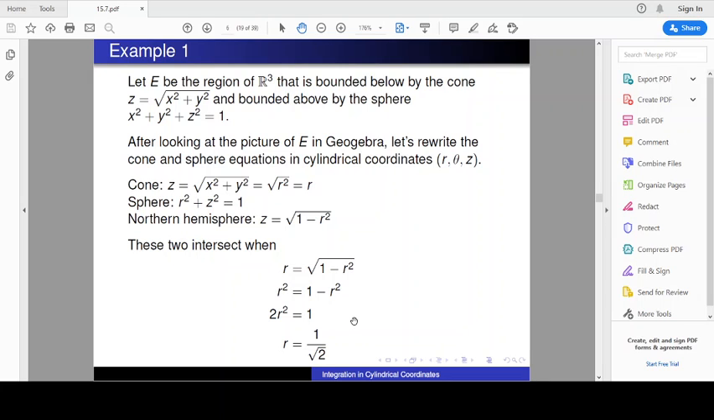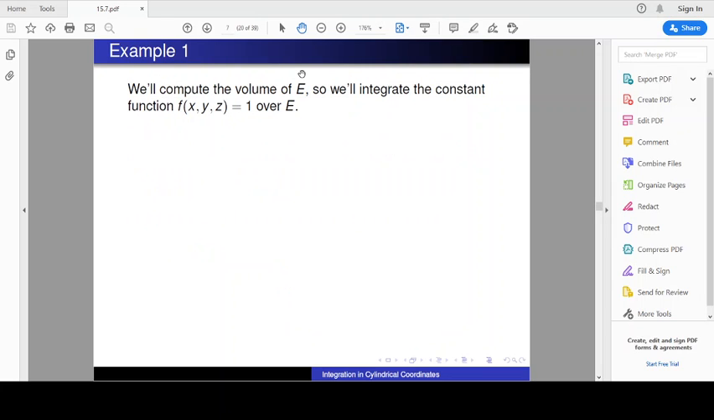So let's do this integral now. We're going to find the volume. So we'll compute the volume. What we'll do to compute the volume is integrate the constant function f of x, y, z equals 1 over this region E.